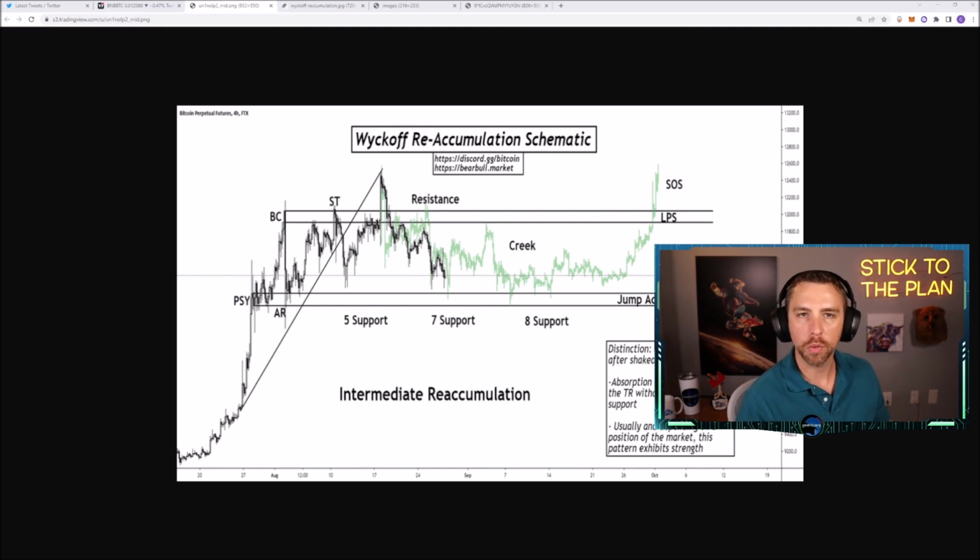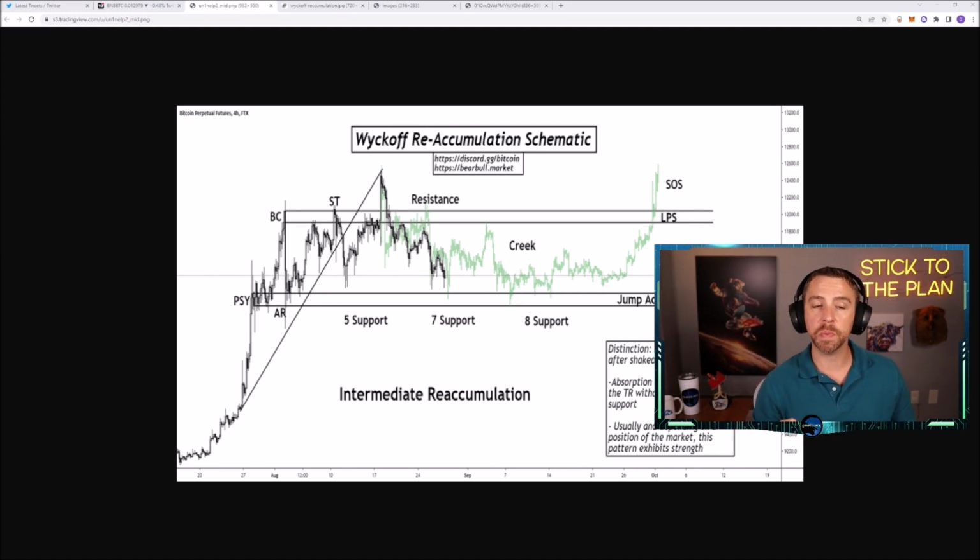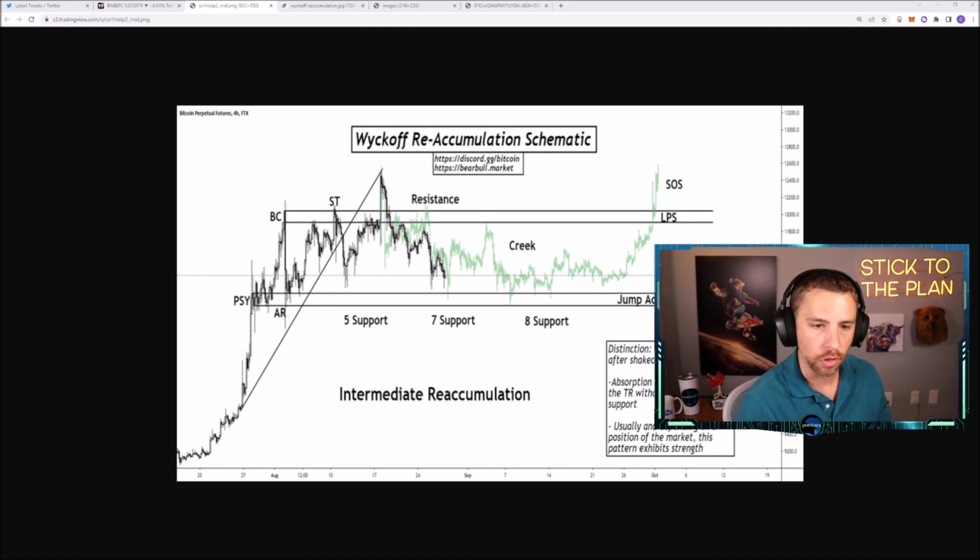Okay. What is support? What is resistance? What is price doing at each level? Where is it spending more of its time? Is it in the upper third or the lower third?